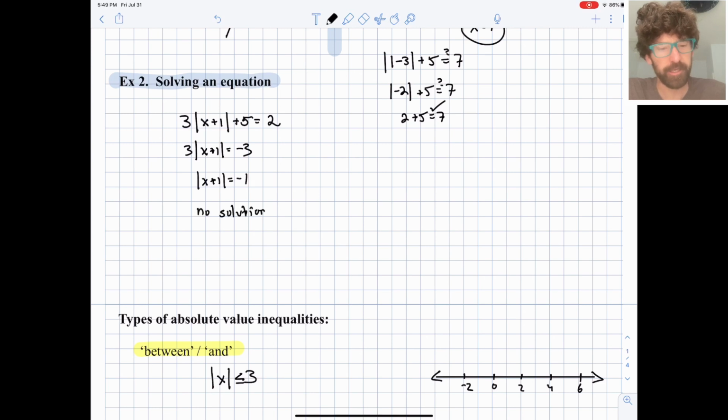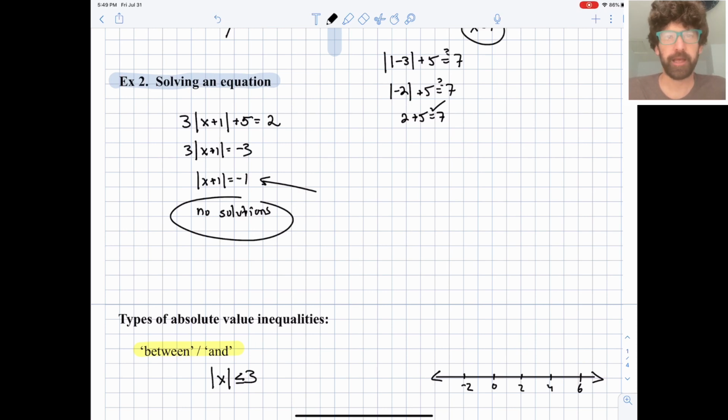If you don't notice that, if you don't pay attention, you could keep going and get a couple numbers equal to x, but they would not be valid solutions. If you plugged them back in to check, they wouldn't check out. So just pay attention, and if you ever notice something like that, when you have the absolute value equal to a negative, you have no solutions.